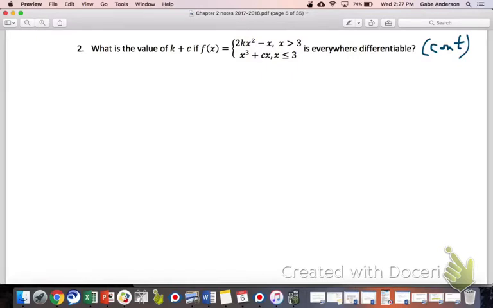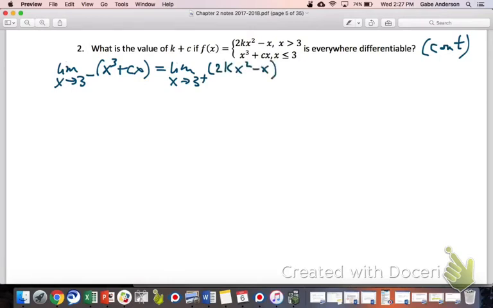So I'm going to write it like this. Limit as x approaches 3 from the left. What would be the left piece in this piecewise? The bottom. Yeah, the cubic, yep. So of x cubed plus cx has to equal the limit as x approaches 3 from the right. Of course, from the right would just be the other piece, the parabola there. So 2k x squared minus x, and that has to equal f of 3.